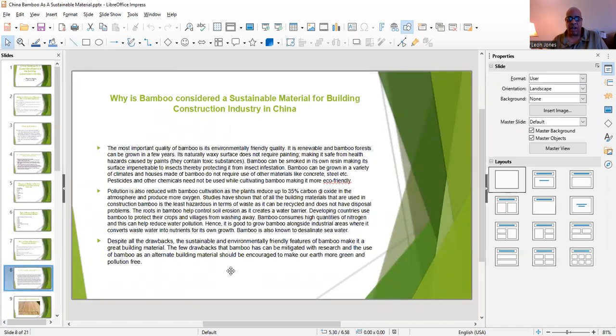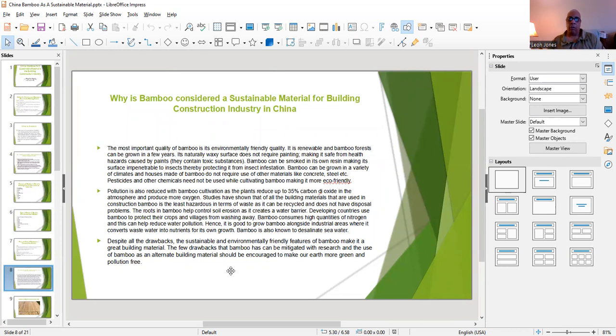Bamboo can be smoked in its own resin, making its surface impenetrable to insects, therefore protecting it from insect infestation. Bamboo can also be grown in a variety of climates, and houses made of bamboo do not require other materials such as concrete, steel, etc. Pesticides and other chemicals need not be used while cultivating bamboo, and that's what makes it more eco-friendly.